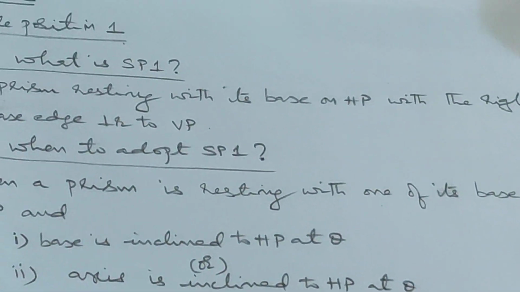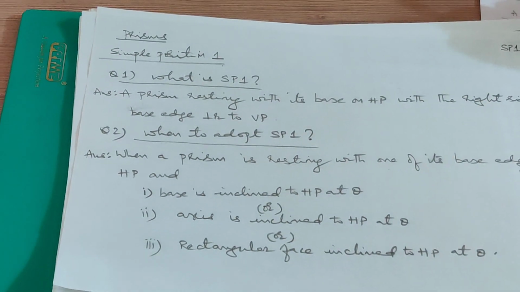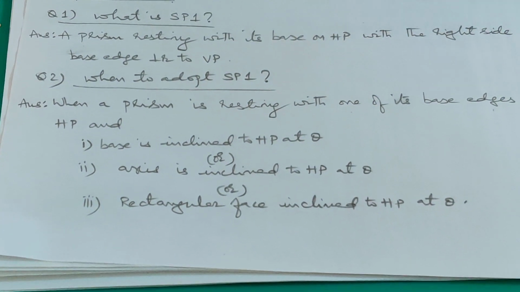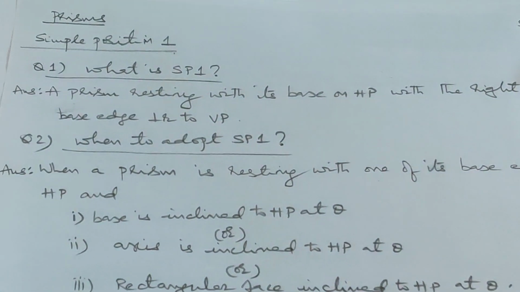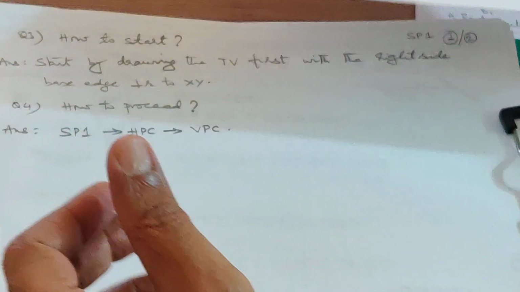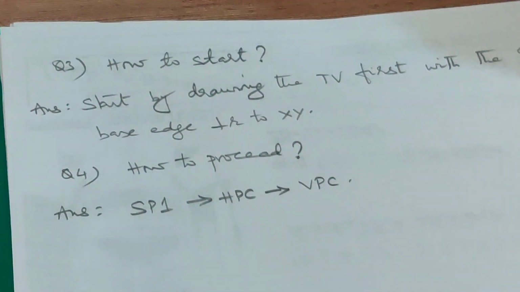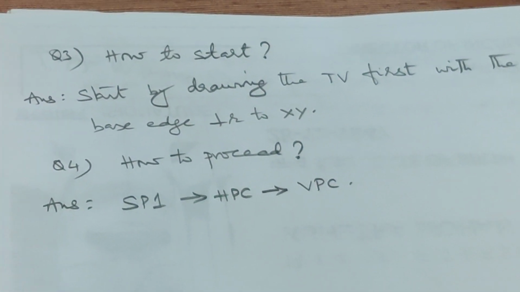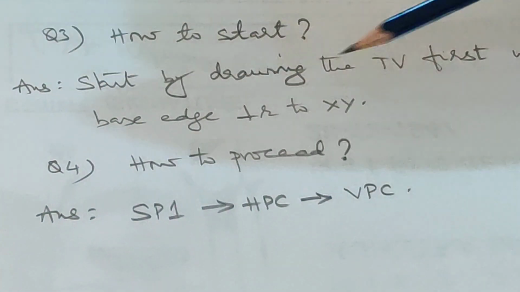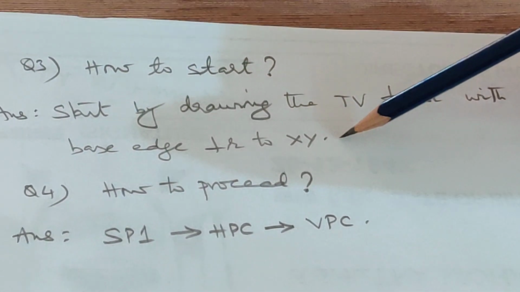So you can make a note of this sheet. I'll pause for just a few seconds here so that you can make a note. You can pause your video and make a note of this. Now I move to this third question. How to start? How do you start the problem? See, as in projection of planes, in SP1 we started by drawing the top view first. Here also you start by drawing the top view first with the right side base edge perpendicular to XY.